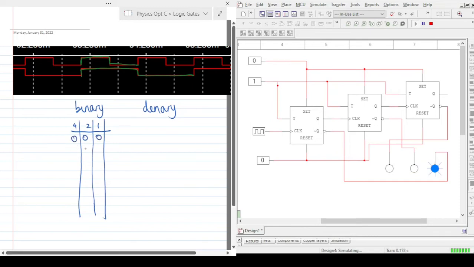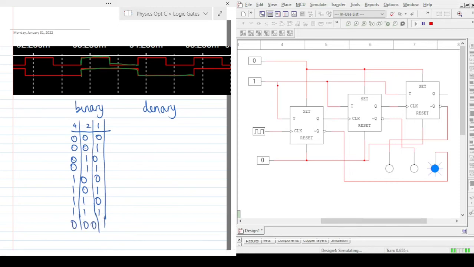Then it switched to 0, 0, 1. Then 0, 1, 0. That's what I have now. 0, 1, 1. 1, 0, 0. 1, 0, 1. 1, 1, 0. 1, 1, 1. And then it should change back now to 0, 0, 0. Okay. So I'm going to stop the simulation, right? So do we have the binary numbers there, those outputs?